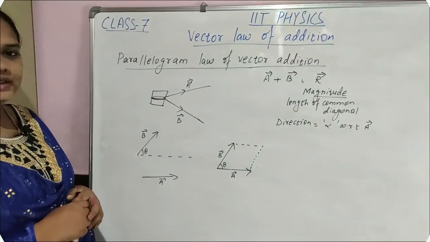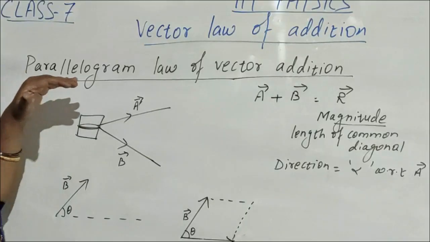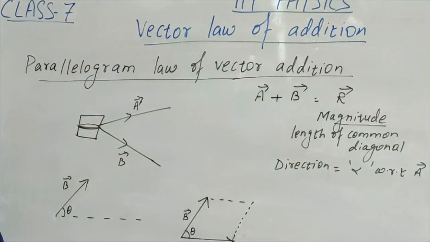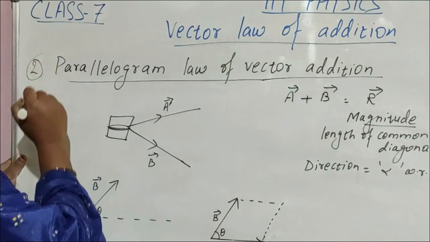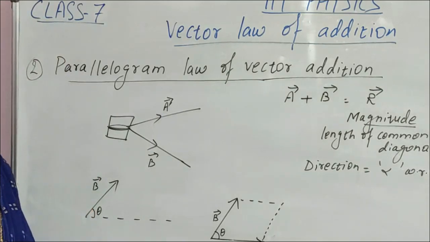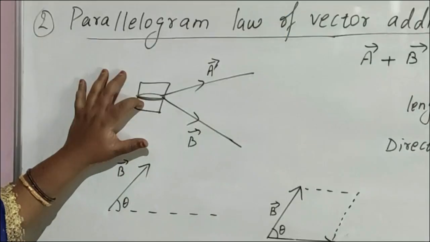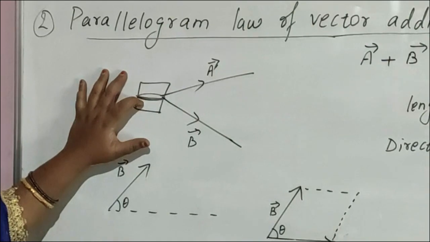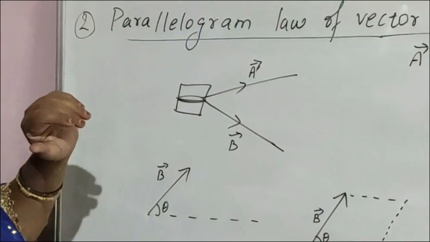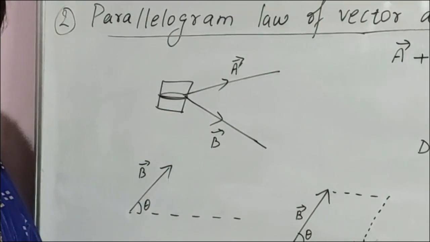Clear? So see, children, now we start today's topic. Today's topic is the parallelogram law of vector addition. The triangular law of vector addition is the first law, and the second is the parallelogram law of vector addition. So this one we will see now. Suppose there is an object. This object is tied by two threads, and from this side one person is pulling it, and from this side another person is pulling it.